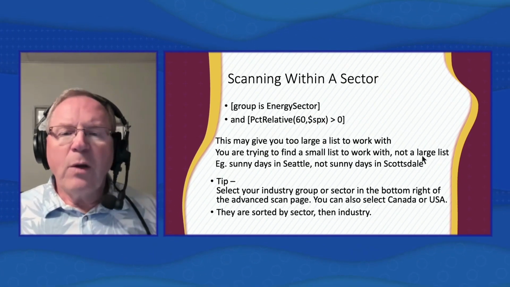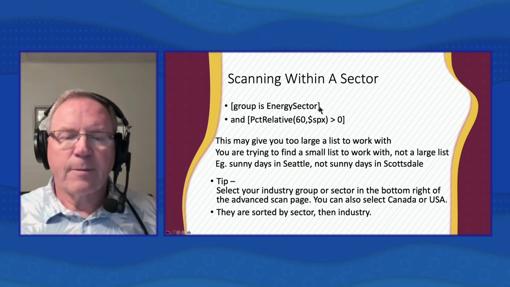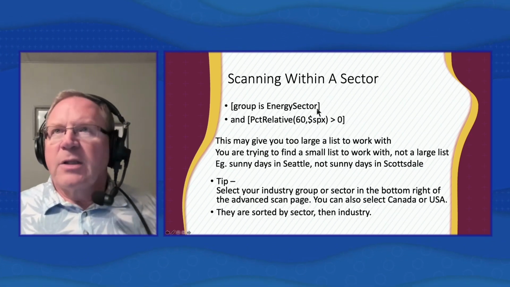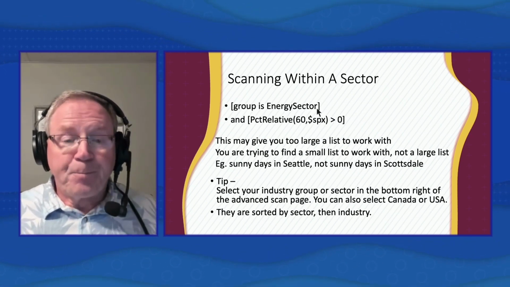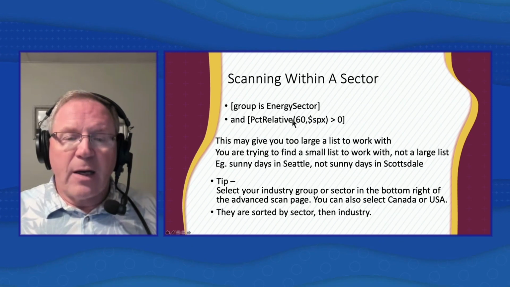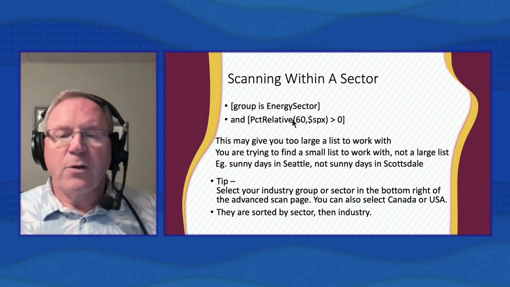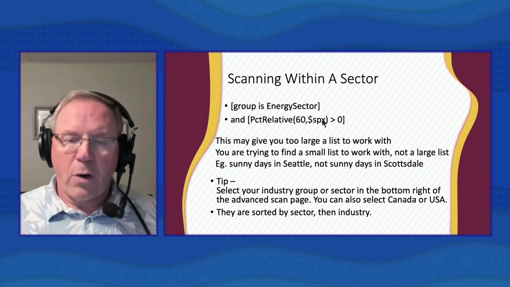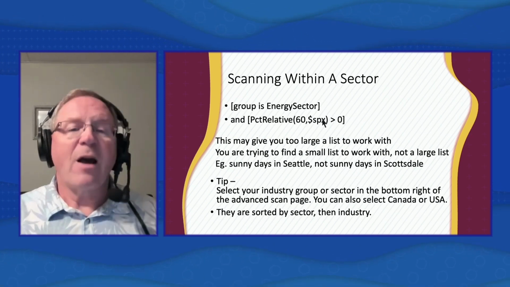Okay, so when we want to scan within a sector, there's a couple of things we need to do. First of all, we need to define what the sector is, and we need to define what we're trying to find. So let's just say that we think energy stocks are going up. Well, now we want to start looking for energy stocks that are outperforming. So the way to do that is to remember that price relative is a way of just specifying what we want to compare. So we want to compare to the S&P 500, and we could change this. We could compare it to an industry group, a sector, or a NASDAQ index, or a Russell 2000, an ETF. We could compare it to anything we want.